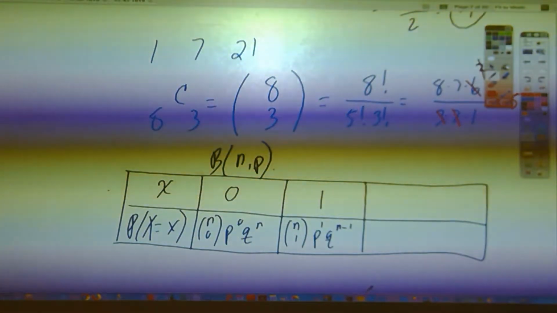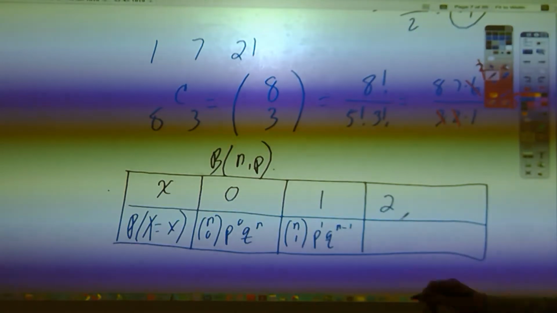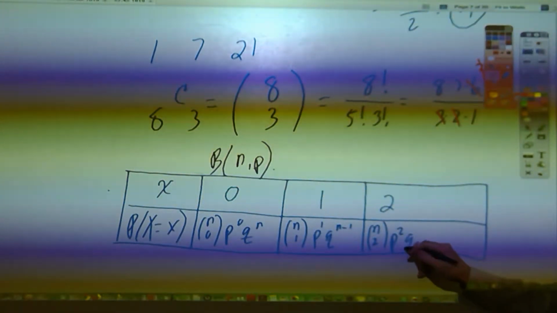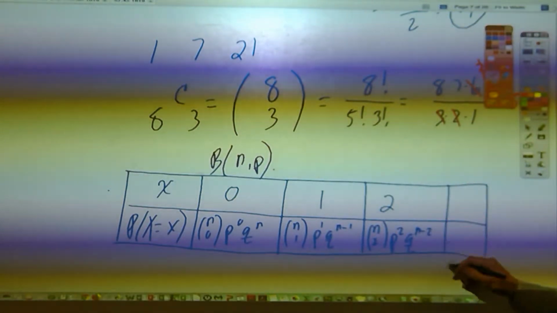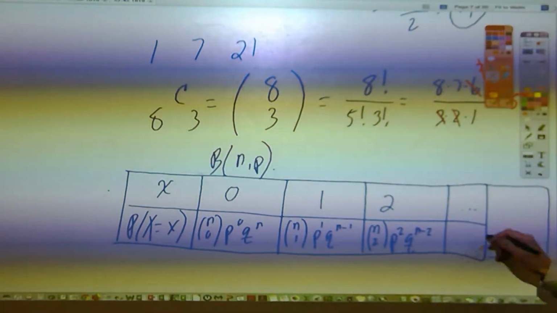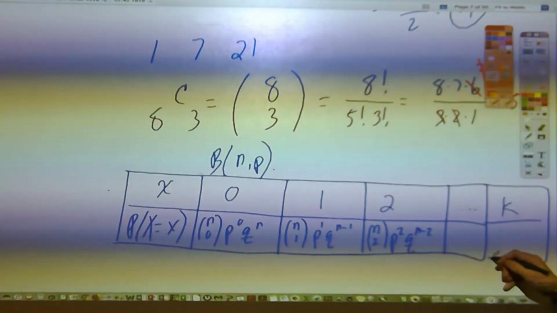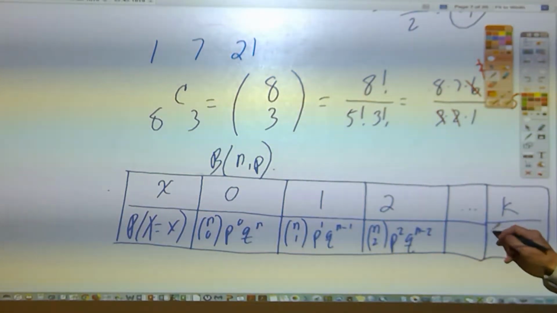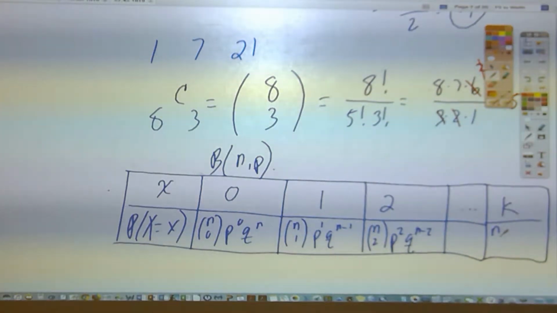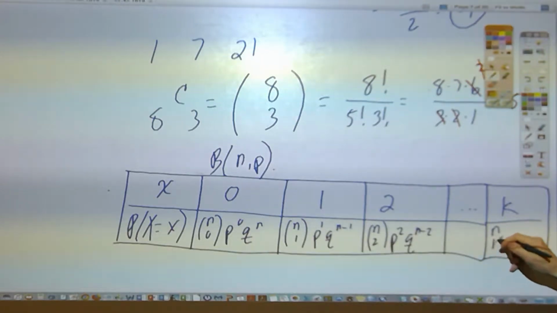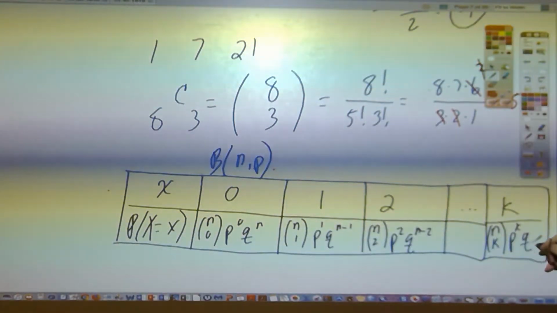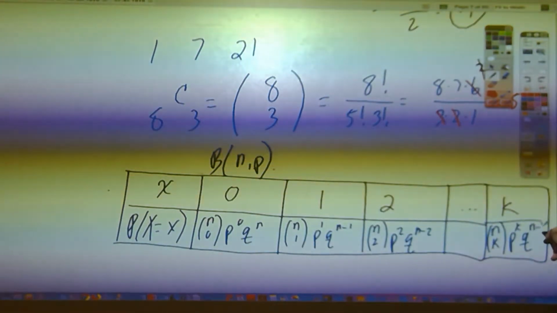The third number in the binomial distribution is N choose 2, P to the 2, Q to the N minus 2, dot, dot, dot, and then the kth number. The kth probability in the binomial distribution is N choose K, P to the K times Q to the N minus K.